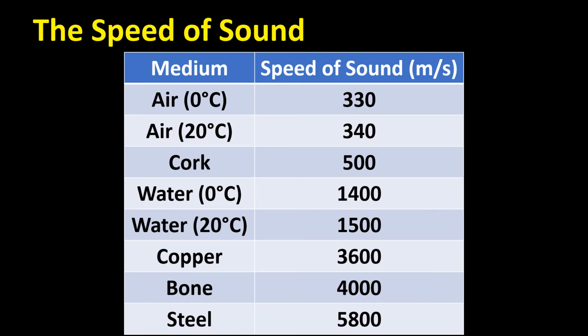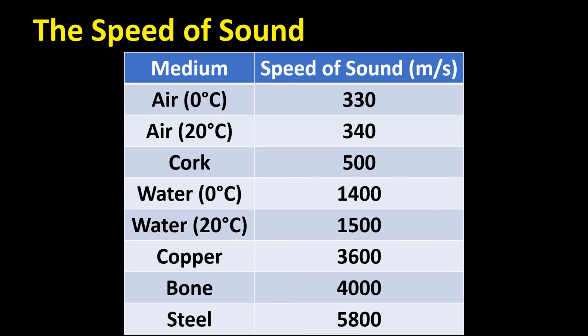Sound travels at different speeds through different materials. So if you look at this chart, you can see that the slowest that sound travels is through air. And the temperature of that air actually makes a difference here. It will travel slightly faster in warmer air.